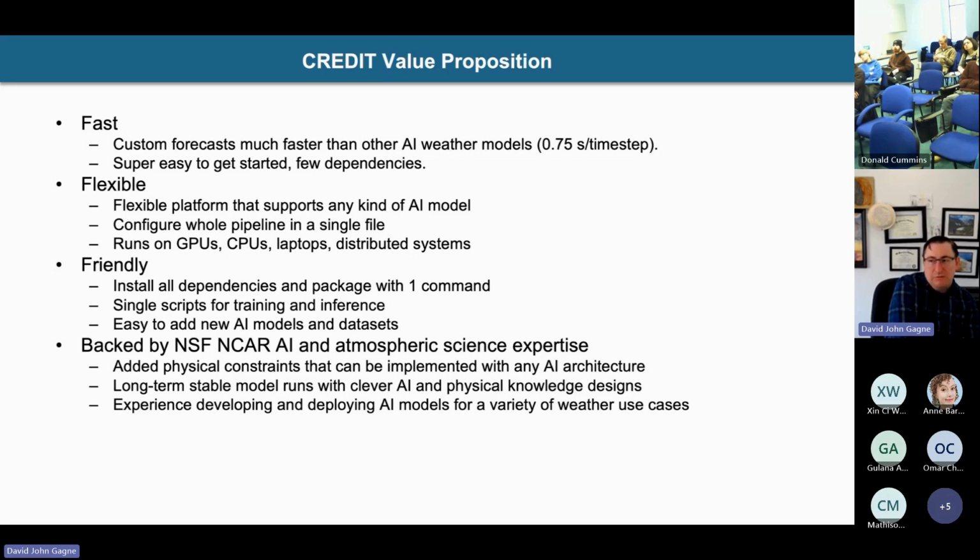And what I think differentiates us from some of the other groups that are coming from, say, tech companies is that we bring in both AI and atmospheric science expertise. And this has led to us really being able to think through things like what input should we be using, what physical constraints should we be adding, how can we use both the AI and the physics, come up with ways to stabilize the model runs over long periods of time. And we also bring in experience on developing and deploying AI models for a variety of other use cases over many years.